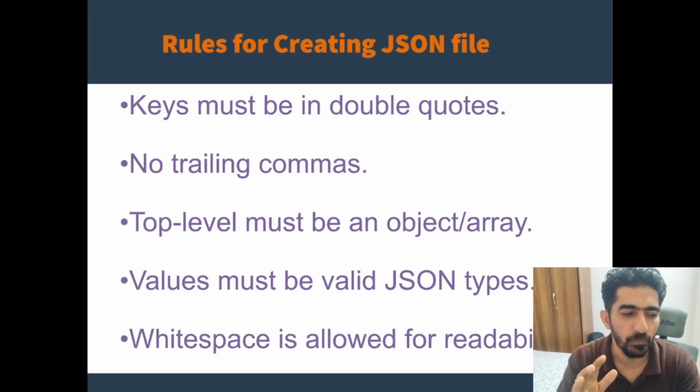Okay, so the value must be a valid JSON type. So we mentioned there are string, there are number, and we have null. These types of data we have, right? Array and objects like that. These values we should have in our data.